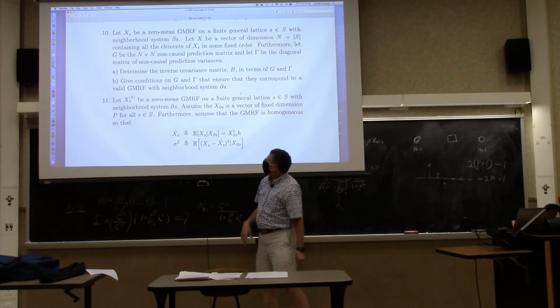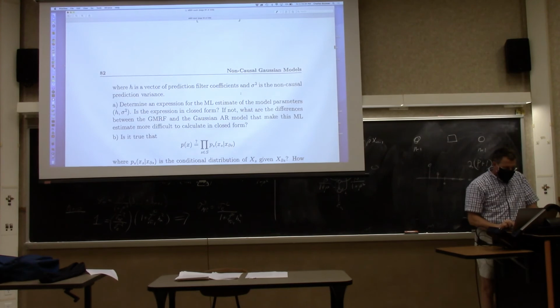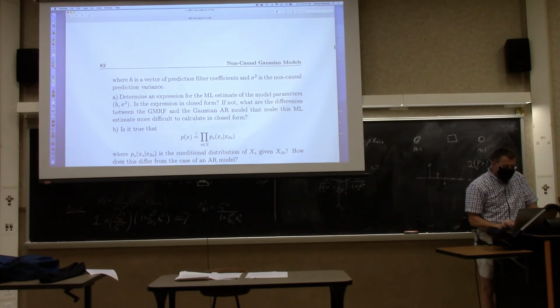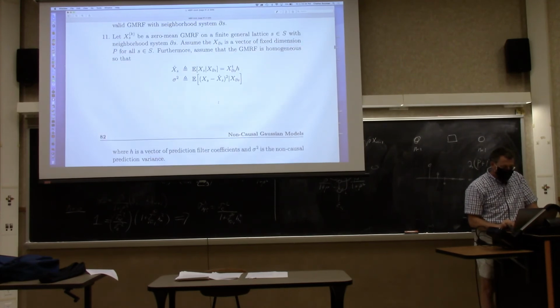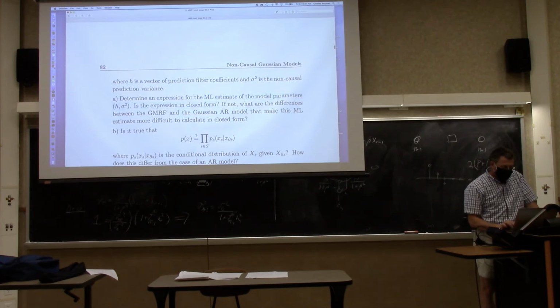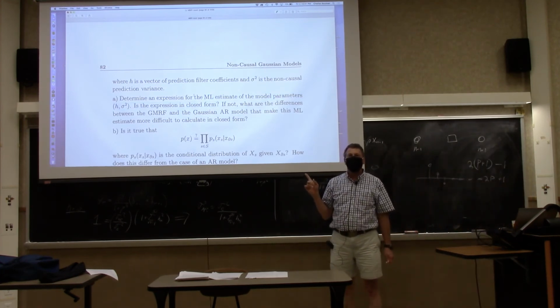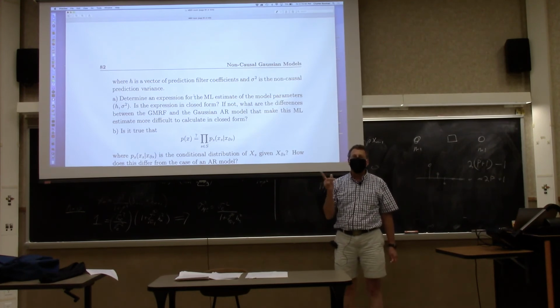And it's saying, okay, now it's asking some questions. It says, can you compute the ML estimate of H and sigma? Okay, maybe I should have made it G to be more in keeping with the notation of the section, but I guess I could change that. But in the causal case, we could compute the maximum likelihood estimate. There was a homework problem where you computed the maximum likelihood estimate, okay?